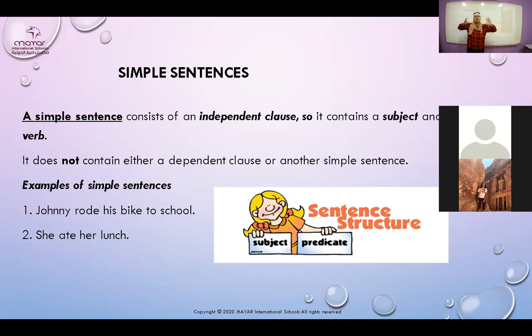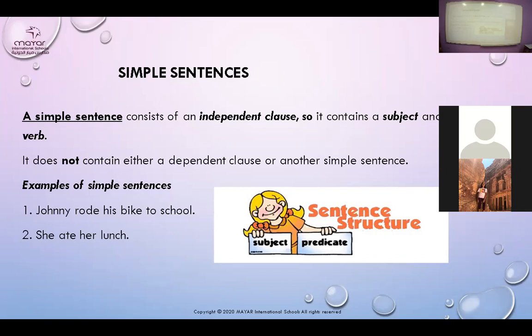If you don't know the difference between the words dependent and independent, remember Independence Day in Jordan, which is May 25th. Independence means it can stand alone. So with a simple sentence, there is one clause which is an independent clause. That means it can stand alone. It doesn't need any help, and it has a complete idea or a complete thought. Let's go through this slide.